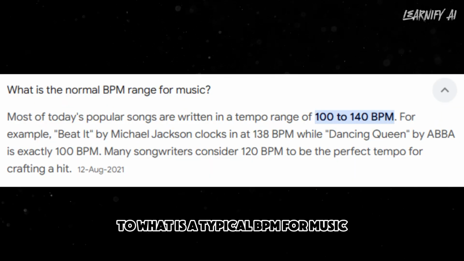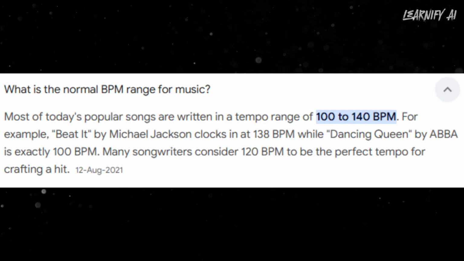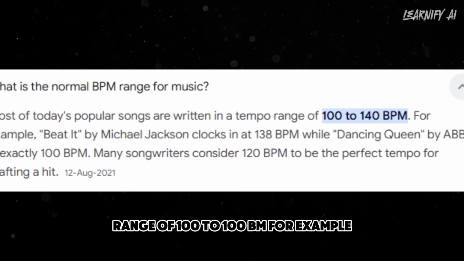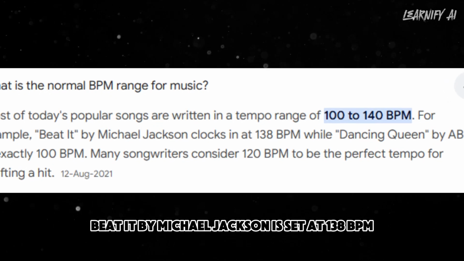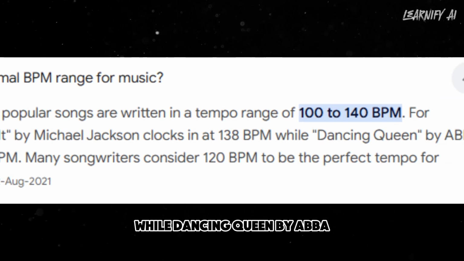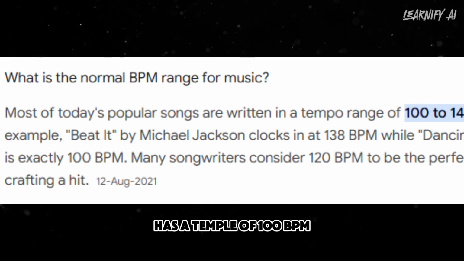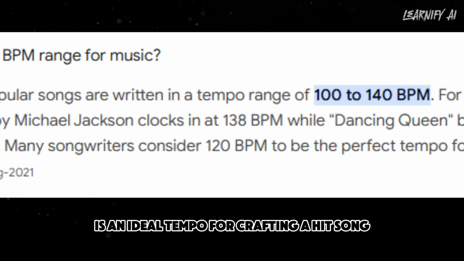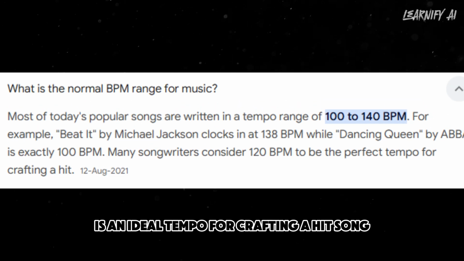What is a typical BPM for music? Most of today's popular songs are written in a tempo range of 100 to 140 BPM. For example, Beat It by Michael Jackson is set at 138 BPM, while Dancing Queen by ABBA has a tempo of 100 BPM. Many songwriters find that 120 BPM is an ideal tempo for crafting a hit song.